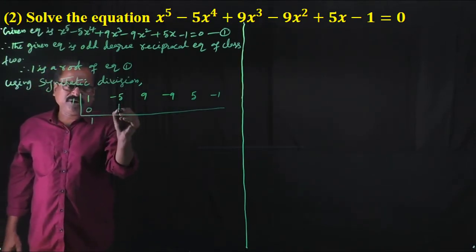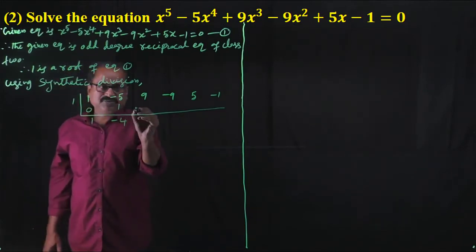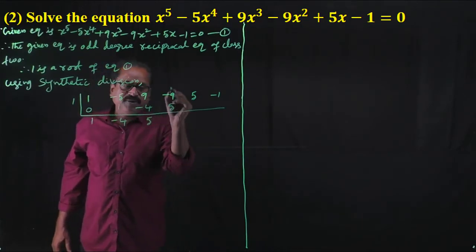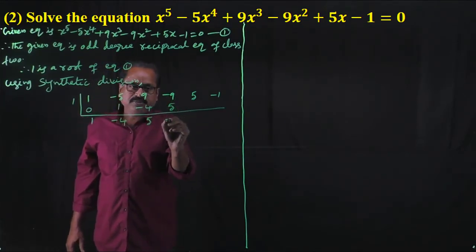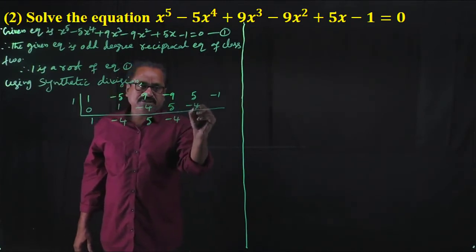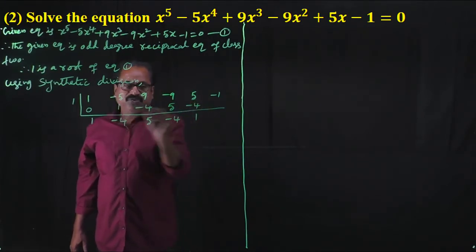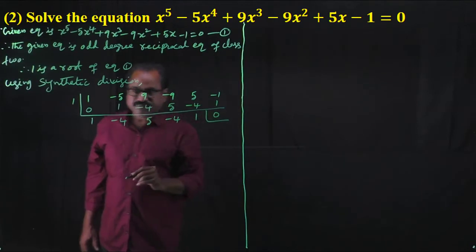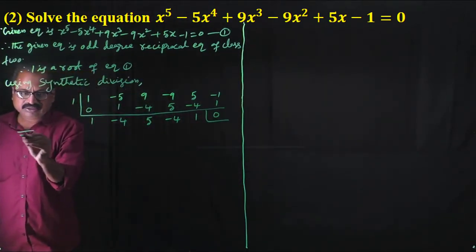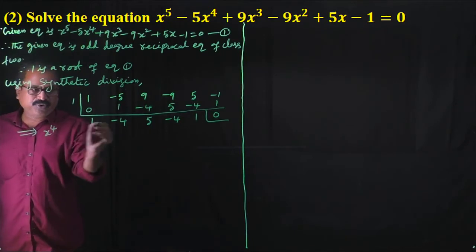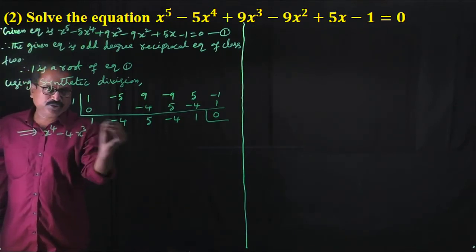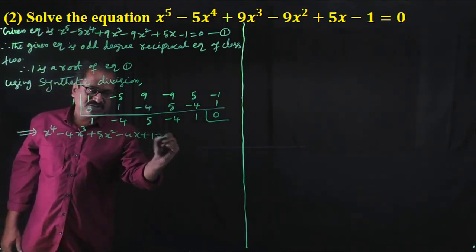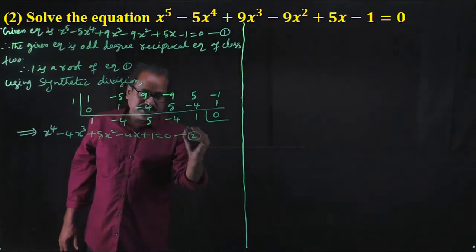Adding, 1 into 1, minus 4. 1 into minus 4, minus 4. 9 minus 4, 5. 1 into 5, minus 9 plus 5, minus 4. 1 into minus 4, minus 4 plus 5, 1. 1 into 1, plus 1 minus 1, 0. So this implies x power 4 minus 4x cube plus 5x square minus 4x plus 1 is equal to 0. This is equation number 2.